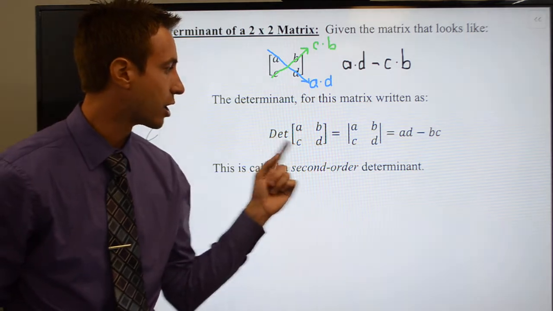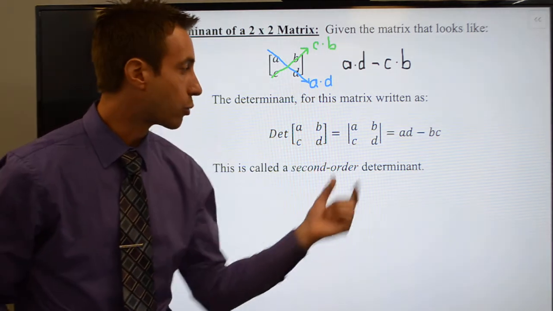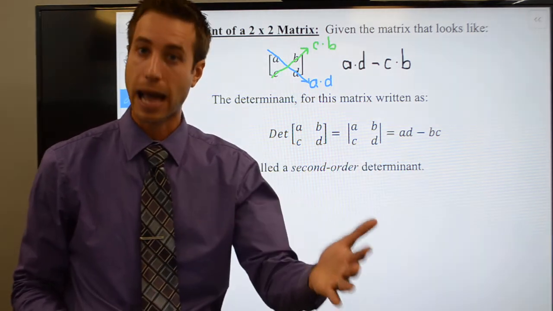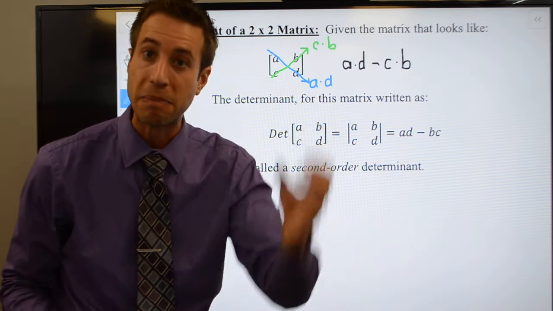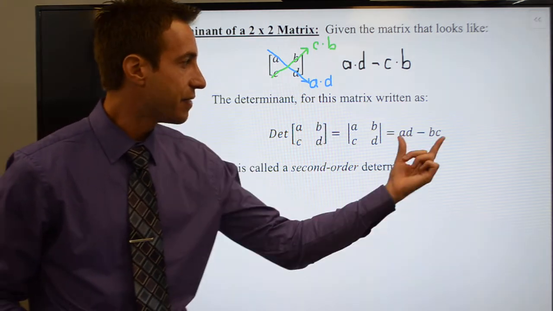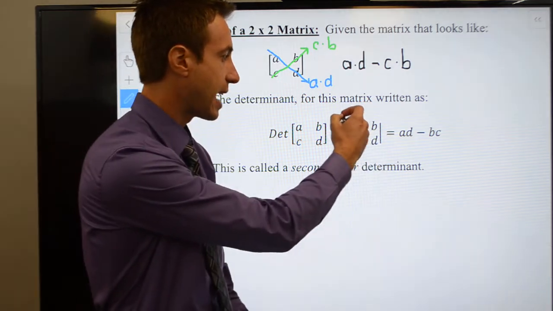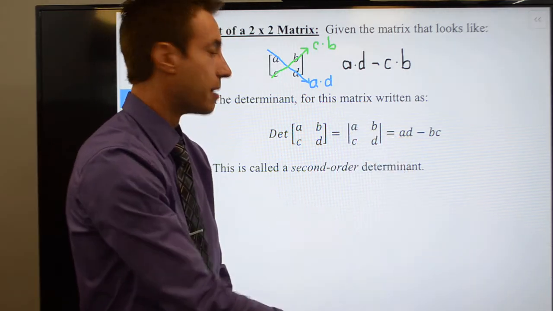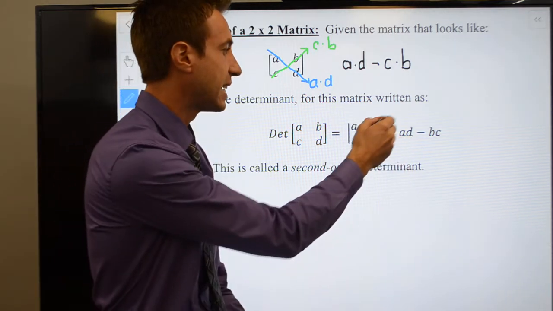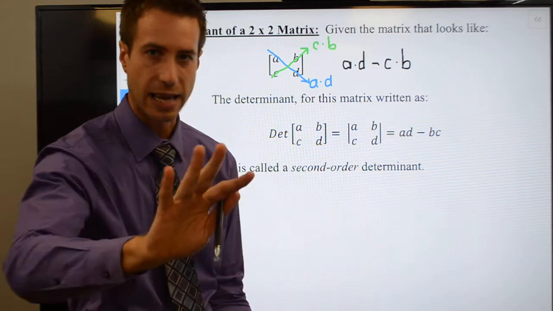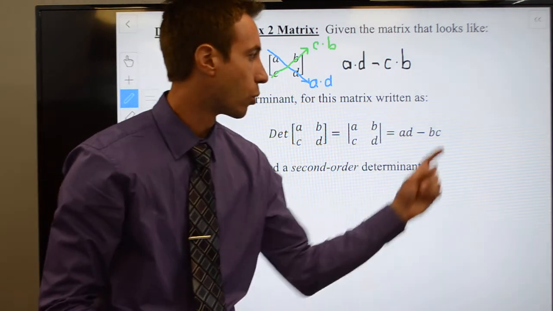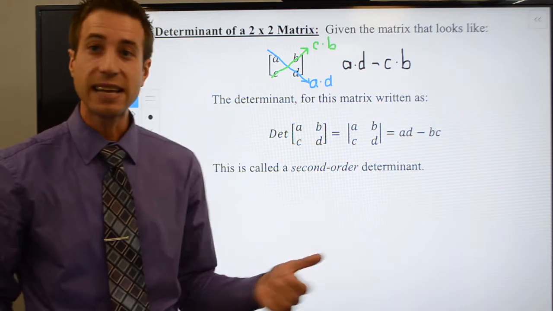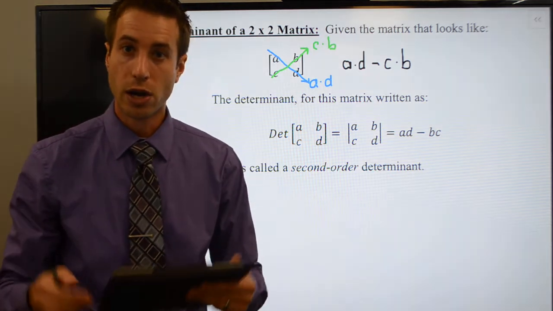Again, both ways: determinant of the matrix, or I could write that matrix inside of what looks like absolute value signs. Just remember, it means find the determinant. And this is how you do it, right? I take A times D, there it is, subtract from it C times B, or B times C. Again, it's multiplication, commutative, it doesn't matter what order you do it in. And that's it. That's how you find a second order determinant.